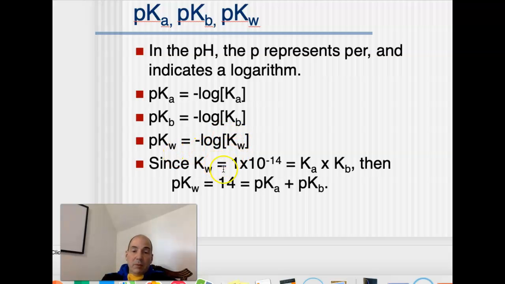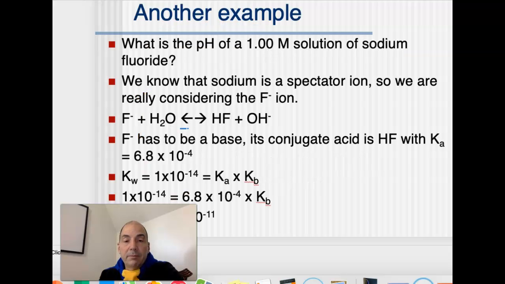Well, Kw at room temperature, we know is 1 times 10 to the negative 14, which is Ka times Kb. So that means that 14 equals pKa plus pKb. So if you were given the pKa value, you could find pKb very easily by subtracting, or if you were given the Ka value, you could find Kb by dividing. So either way, we can find the K for a conjugate by knowing the other part of the pair.